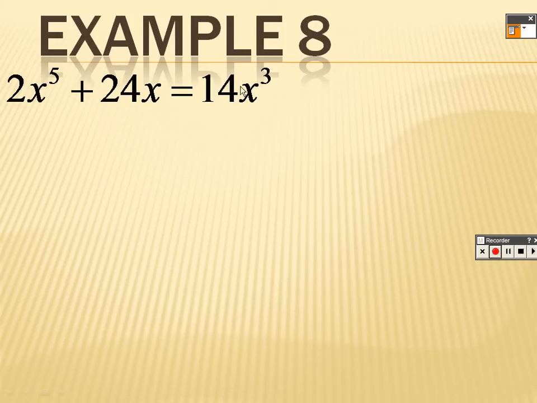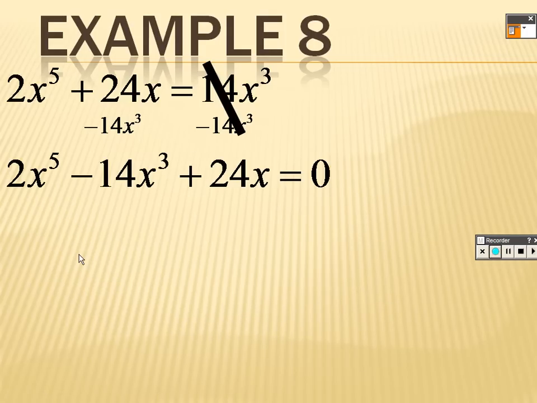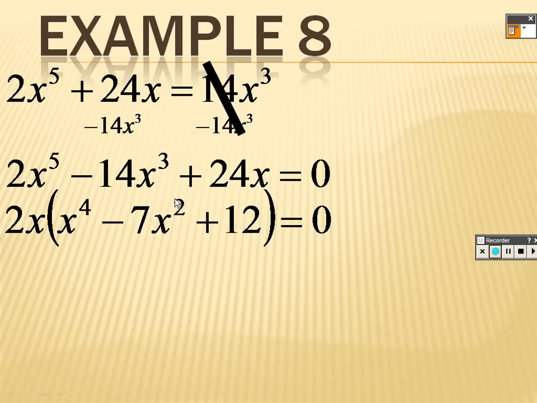Okay, over here with this one, I'm going to move everything onto one side, so that's why I'm minus the 14x cubed. So I have 2x to the 5th minus 14x cubed plus 24x. I notice that they all have a 2 in them. I can take a 2 out of all of them. And I notice that they all have an x, so I'm going to take a 2x out of everything.